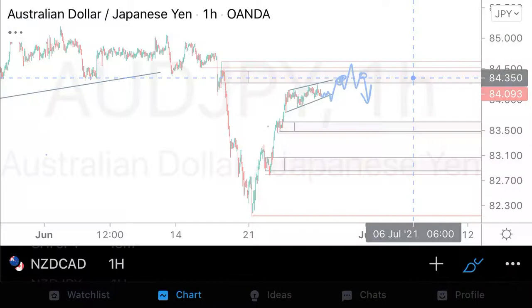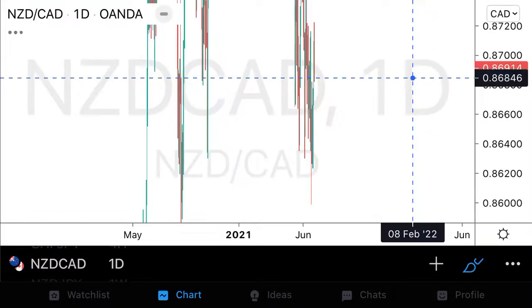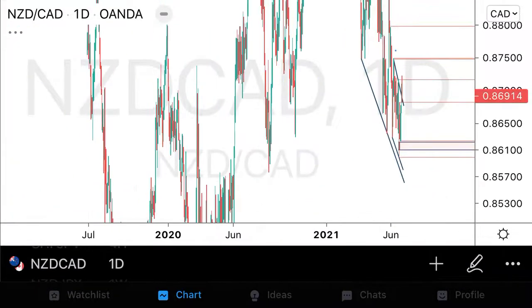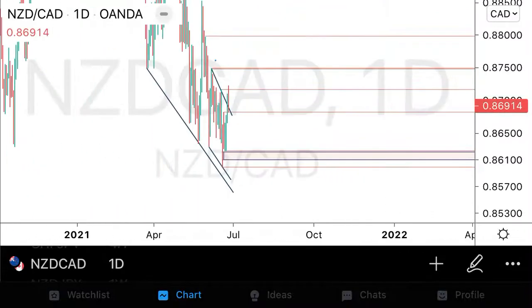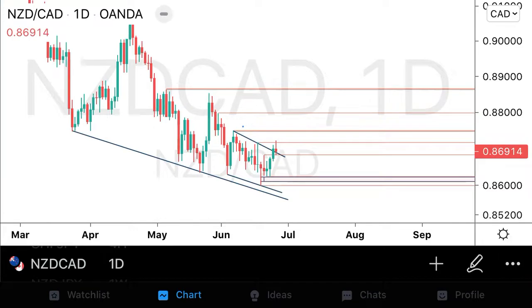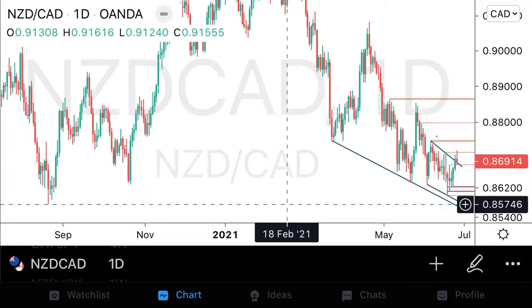Let's go on to New Zealand dollar CAD, guys. We'll go up to the daily for this pair, and we'll notice how New Zealand dollar CAD and Aussie CAD are kind of similar with regards to their structure. So I feel like there's no real need for us to be on the daily, because structure is still pretty much the same.